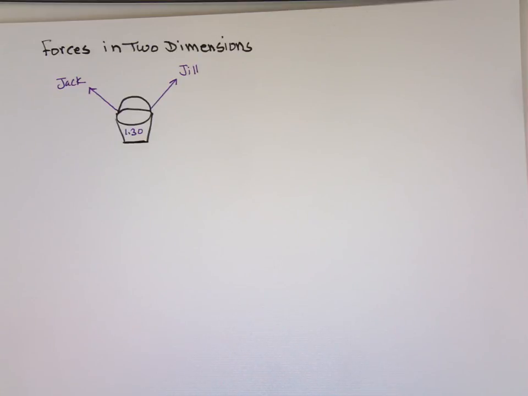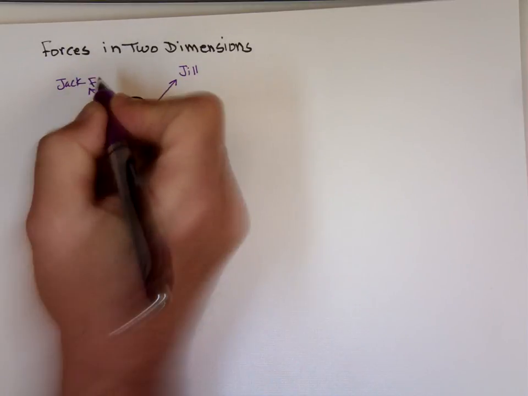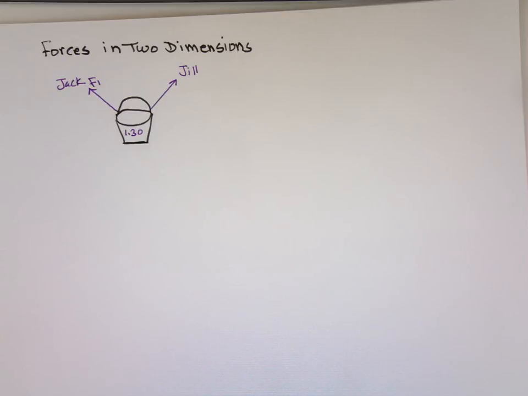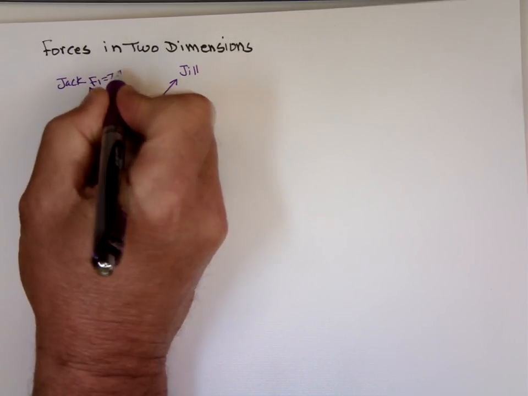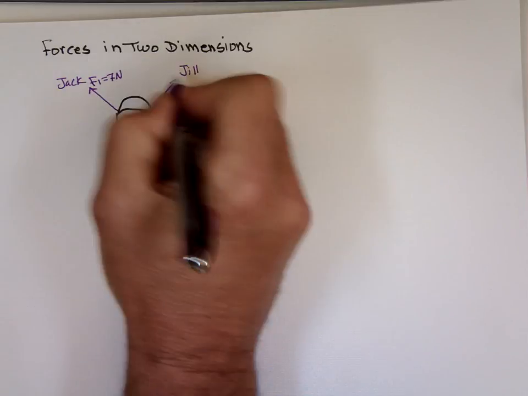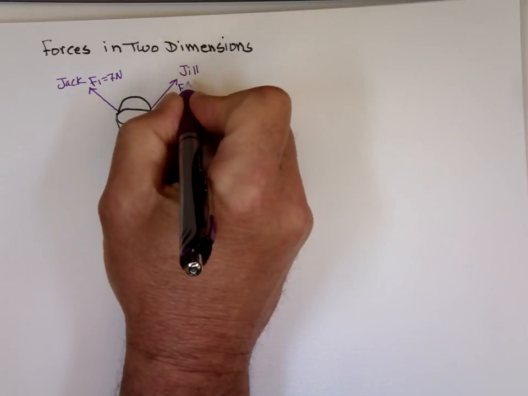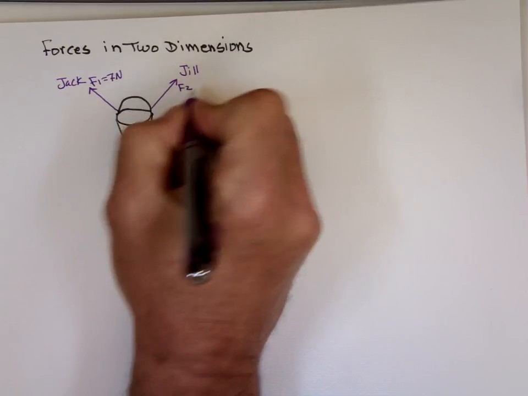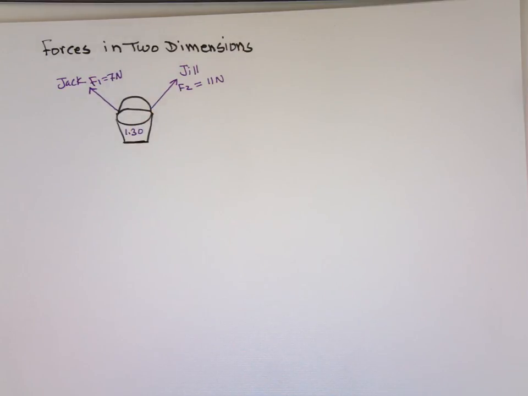Jack exerts a force. Where's Jack? We'll call this F1. His force has a value of 7 Newton. And Jill, we'll call her force F2, has a magnitude, a value of 11 Newton. I don't know the direction yet for either one.